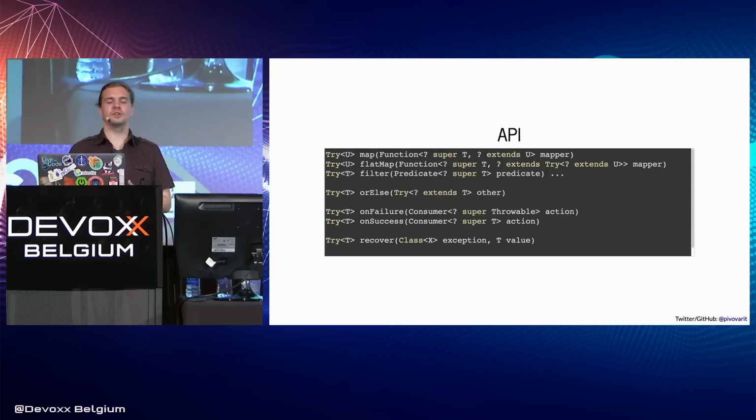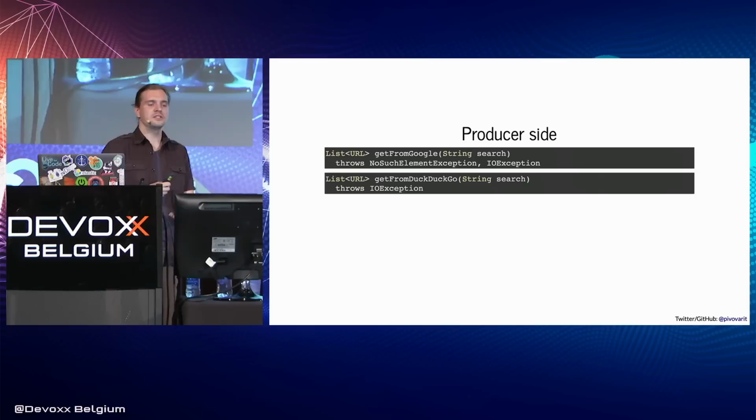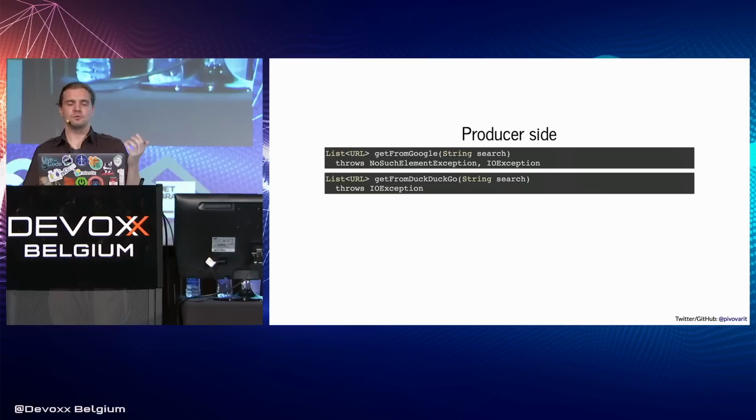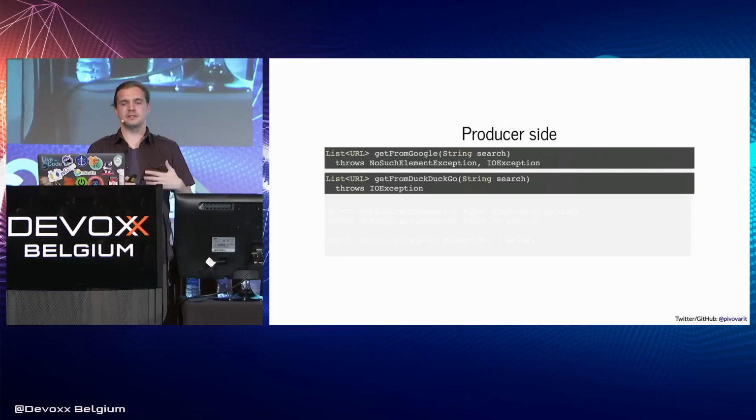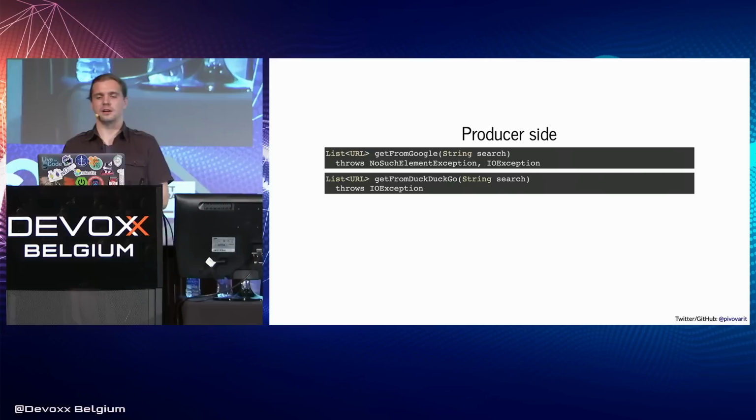What's really cool is that this also very nicely composes from the producer side. In the example we've just seen, we were working from the consumer side. We were consuming a try object, but now let's see how it looks when we produce a try, when we expose something to a consumer. So let's try to implement the method that I've shown a second ago.